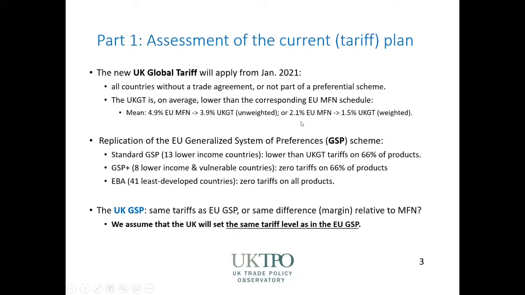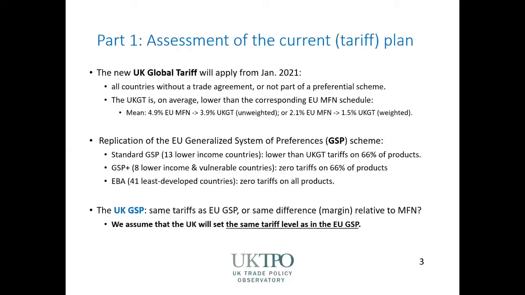If you weight these tariffs by trade, the difference shrinks even more, but the lower level of the UKGT will affect trade of developing countries, both positively and negatively, as you'll see. The next thing the government plans to do is to replicate the EU generalized system of preferences. Now, this is a unilateral preference scheme whereby a donor, and in this case it will be the UK, offers preferential market access to a list of developing countries.